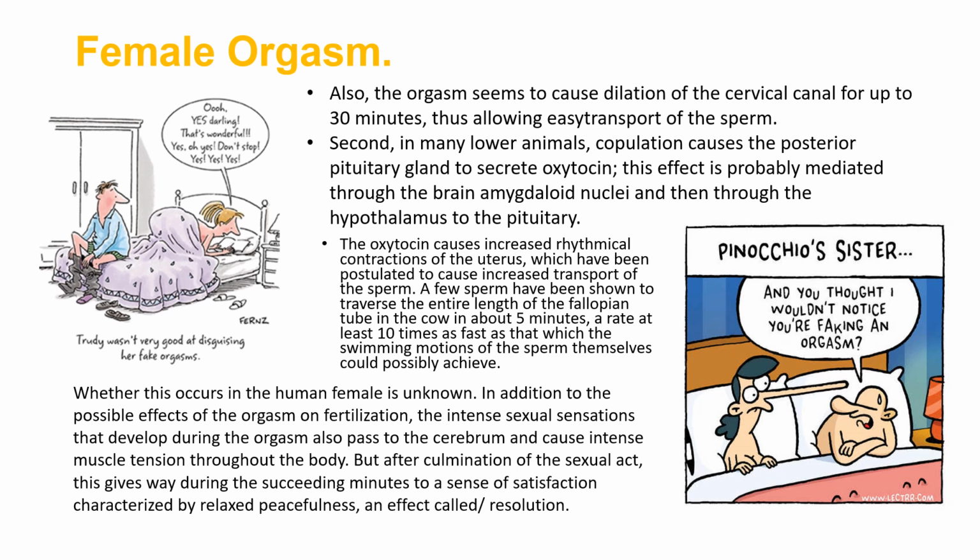In addition to the possible effects of the orgasm on fertilization, the intense sexual sensations that develop during the orgasm also pass to the cerebrum and cause intense muscle tension throughout the body. But after culmination of the sexual act, this gives way during the succeeding minutes to a sense of satisfaction characterized by relaxed peacefulness, an effect called resolution.